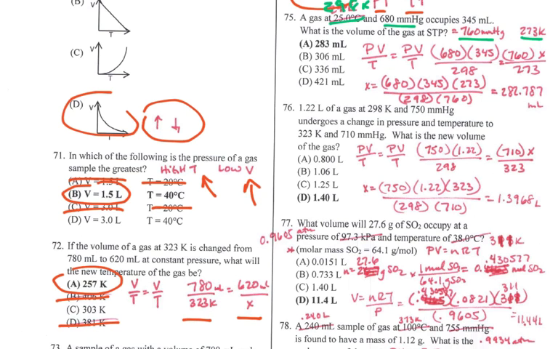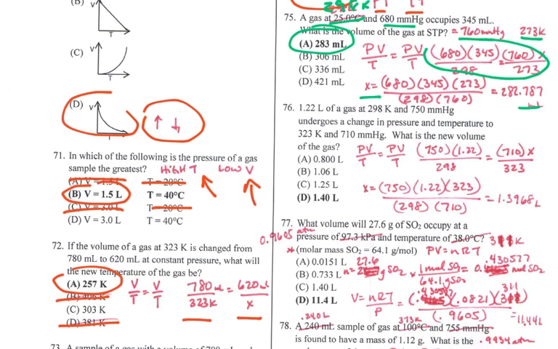Just keep the right numbers together. And just to save time, I left off all my units. So here's my substitution, and then I solve for X. And I got 282.787, so that's 283. For 76, okay, 1.22 liters of a gas at 298 Kelvin, 750 mmHg.